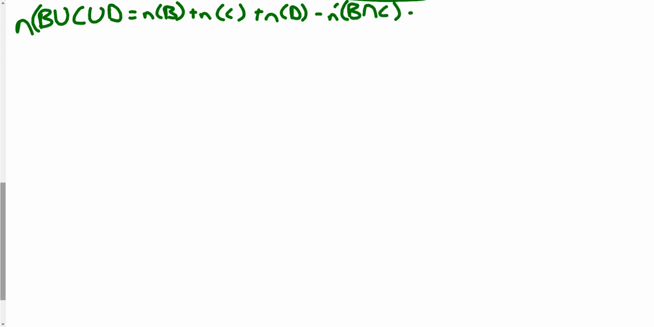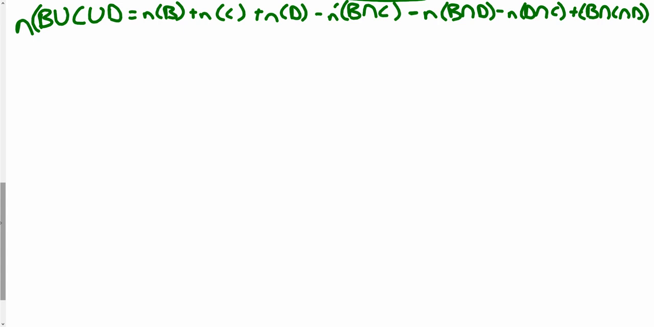Baby cat, baby dog has to equal the number of birds plus the number of cats plus the total number of dogs, minus the number of birds and cats, minus the number of birds and dogs, minus the number of dogs and cats, plus the amount of birds, cats, and dogs.